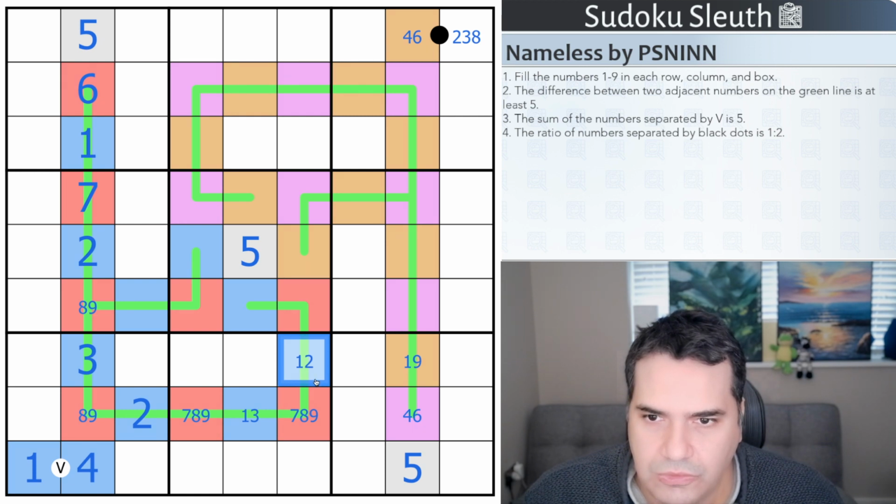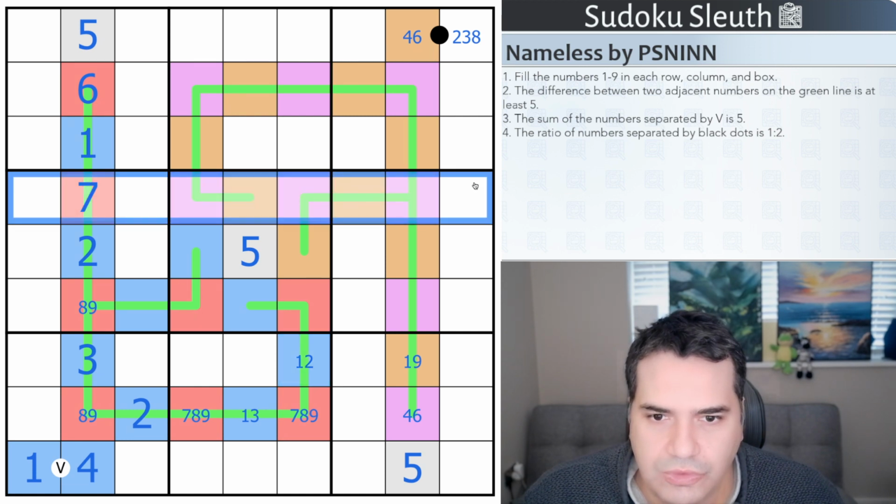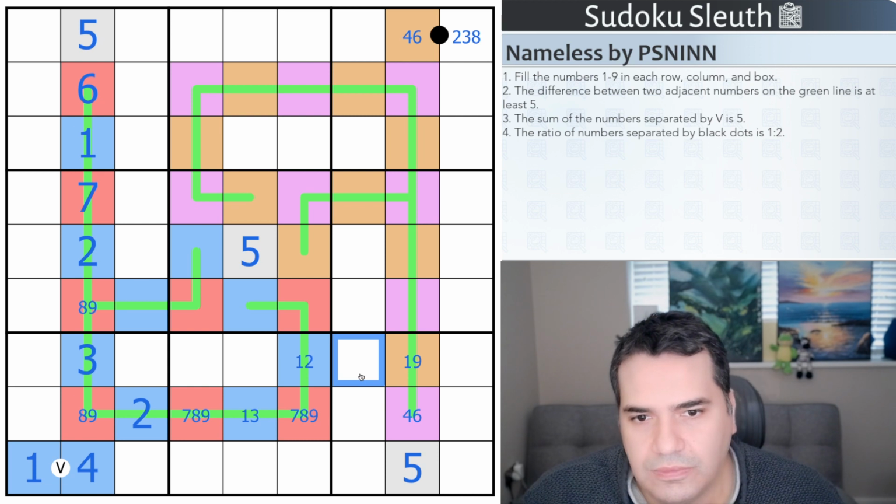So I'm really not sure where to go next. I'm just going to check rows and columns, see if there's anything obvious.